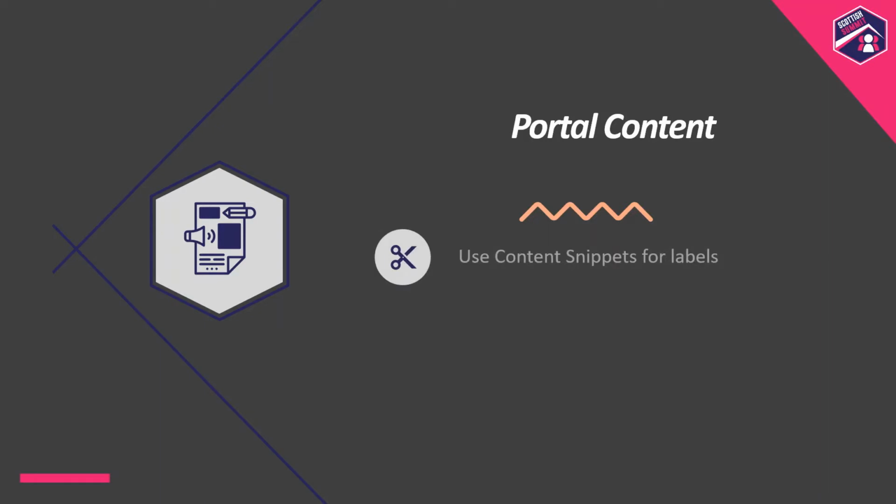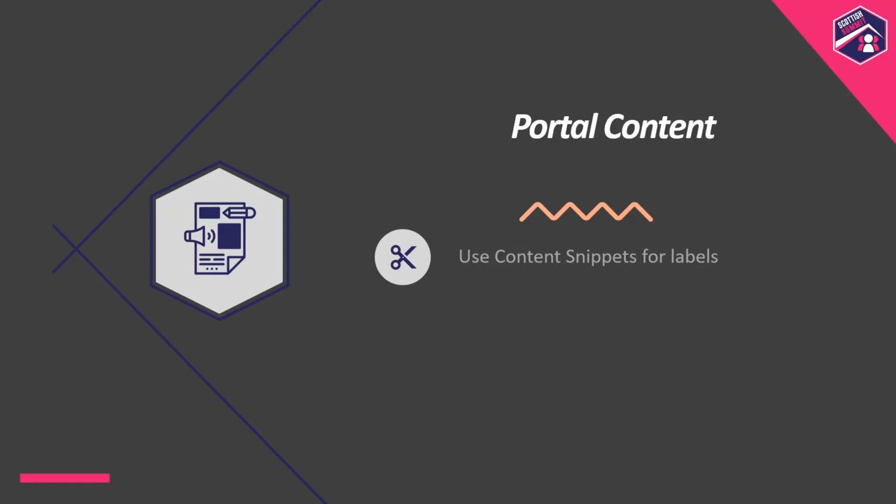Portal content. First one is use content snippets for any kind of label that you may have. Let's say you have a custom web page or a custom web template that you're rendering some content in. Let's say it's a custom list or a custom form. Avoid hard coding the labels in there. Put everything in the content snippets, and it's very easy to call content snippets via web template using Liquid.